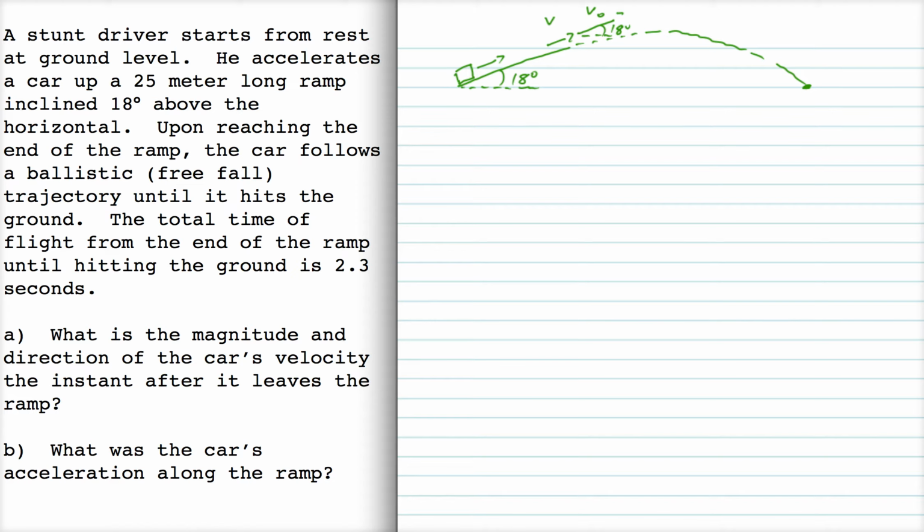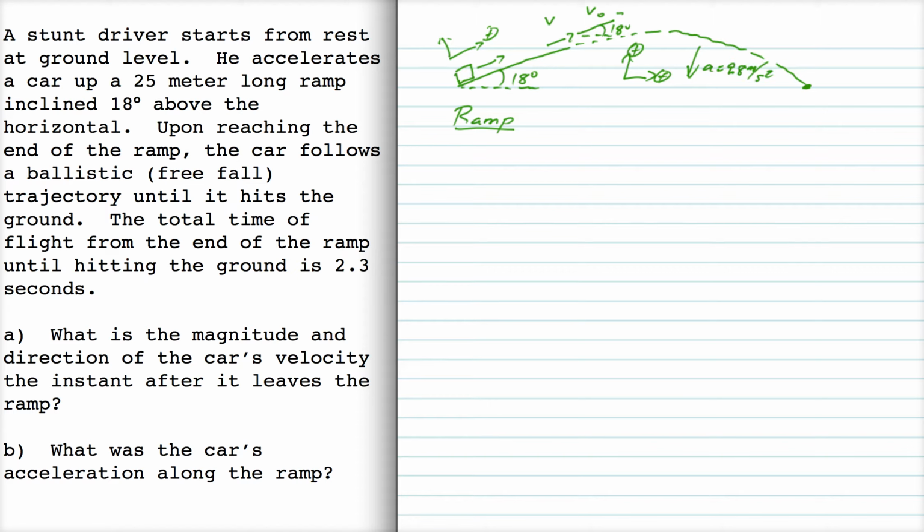Alright, so let me write down what we know for the ramp and for the free fall part. Now, for the motion along the ramp, I'm not going to split this up into x and y. I'm just going to use a coordinate system that is parallel and perpendicular to the ramp, where up the ramp is positive. And then over here in free fall, I'm going to use this sign convention, where the acceleration is 9.8 meters per second squared, directed downward.